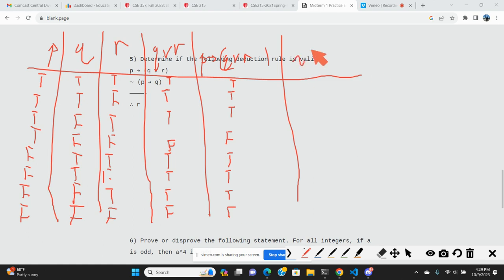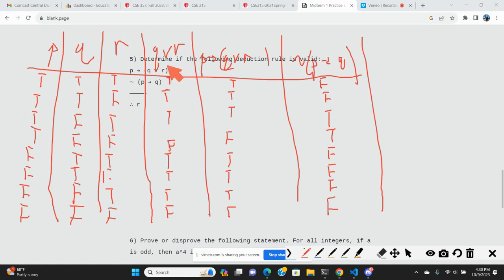Then we have not P implies Q, which is whatever is not P implies Q. True implies true is true, but we negate that into false. This one is also false. True implies false gets negated into true. And this one also gets negated into true. And every other line gets negated into false. So false, false, false, false.